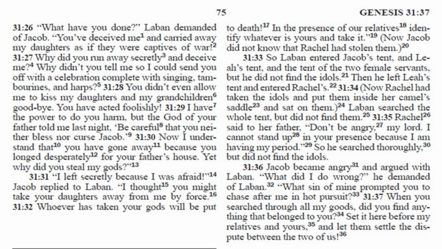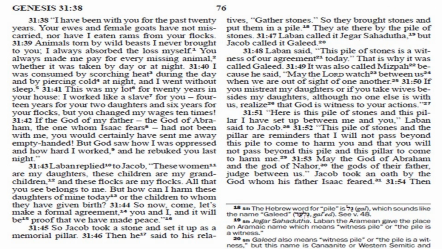When Laban could not find his god in the tents of Jacob and his family, Jacob demanded an explanation from Laban for chasing him in hot pursuit, as mentioned in the verse number 36 to 37. To settle the matter, Laban proposed to make a peace agreement, as mentioned in the verse number 44. In response to this, Jacob set up a stone as a memorial pillar and asked his relatives to make a pile of stones around it, as mentioned in the verse number 45 to 46.